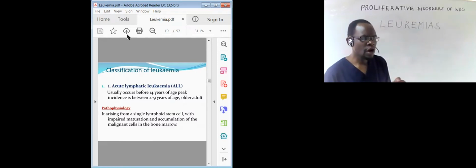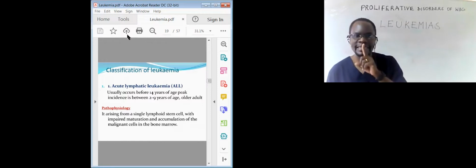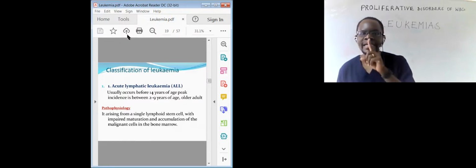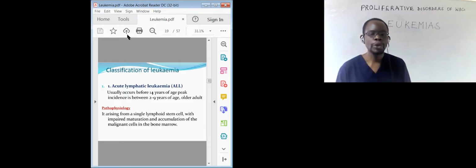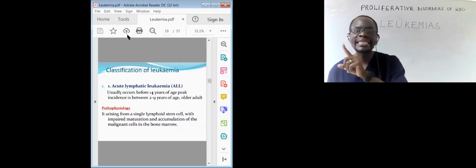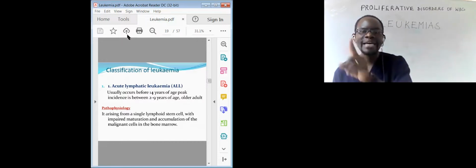So one is acute. That word is not lymphatic. Instead, that word is acute lymphoblastic leukemia. It's not lymphatic. It is acute lymphoblastic leukemia.